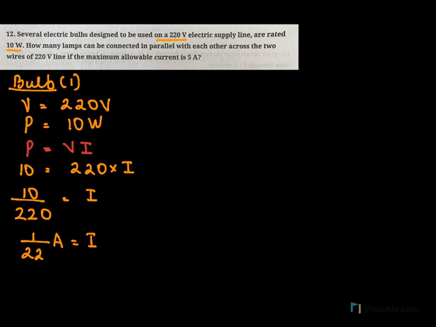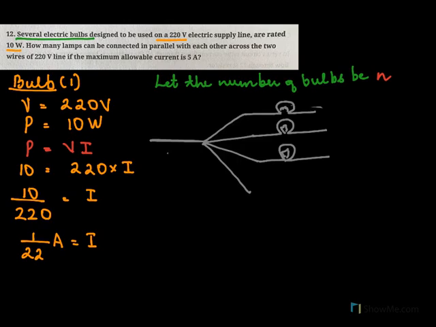We do not know how many bulbs are there. The question is, there are several bulbs. So let the number of bulbs be, say, n bulbs. They're all connected in parallel. So if I were to draw the diagram, it would be something like this.